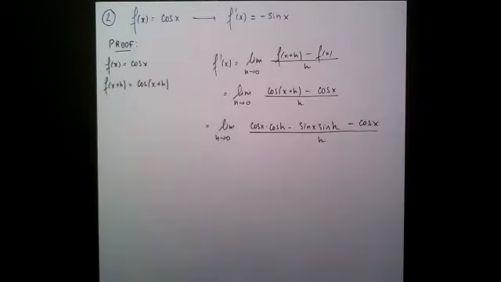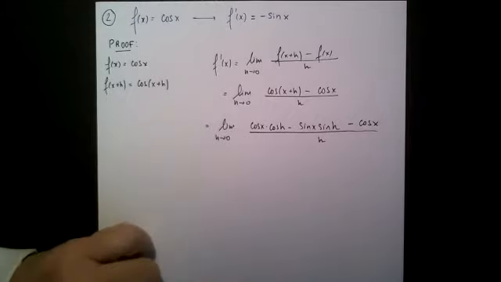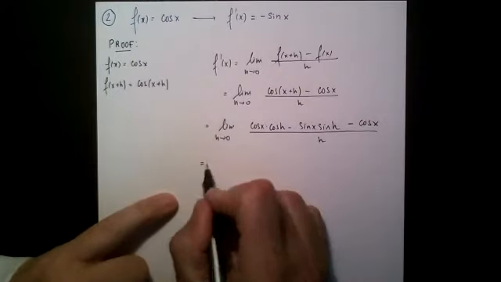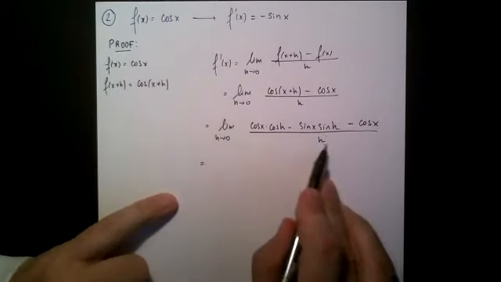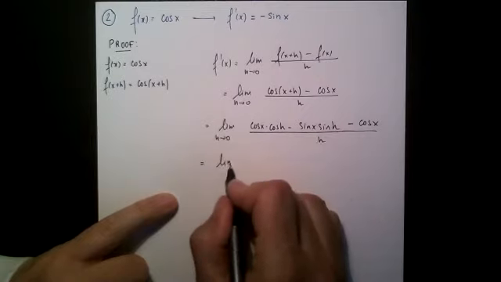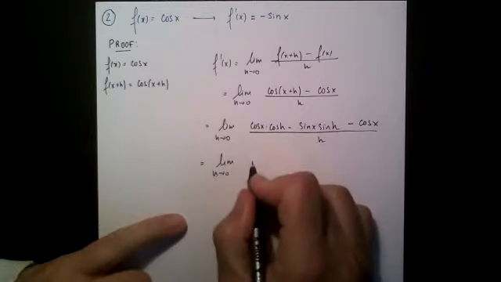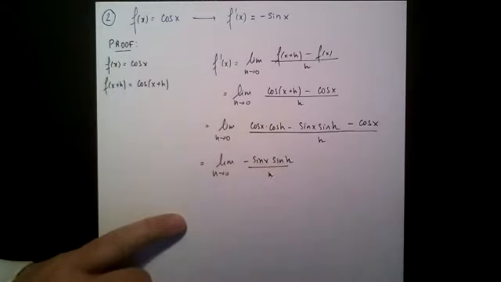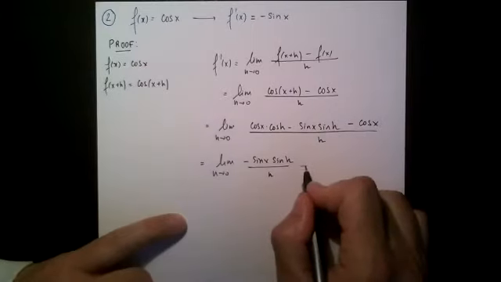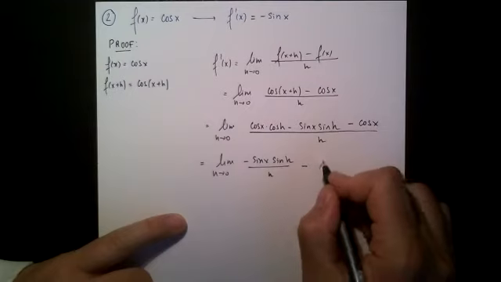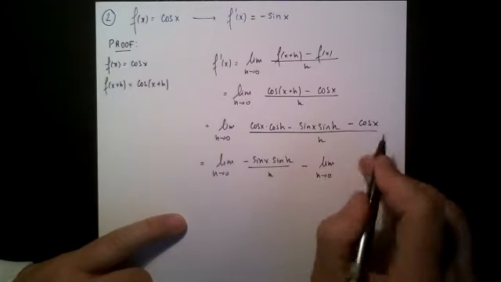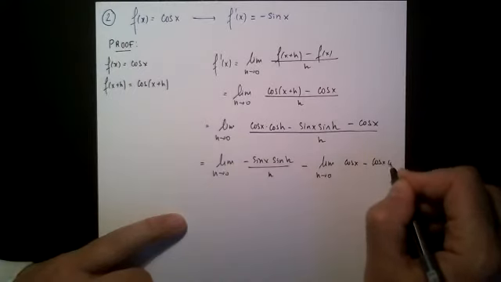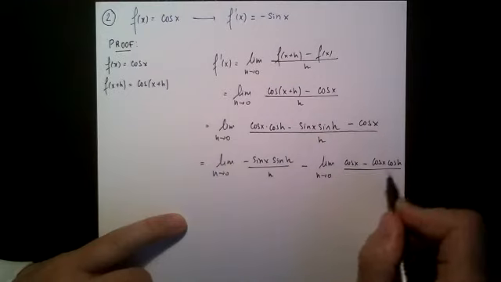Now, at this point, I'm going to separate again like I did before. So equals, I'm going to take care of this fraction first. Limit h approaches 0 of negative sine x sine h over h. And then minus limit h approaches 0 of cos x minus cos x cos h, and all this over h.